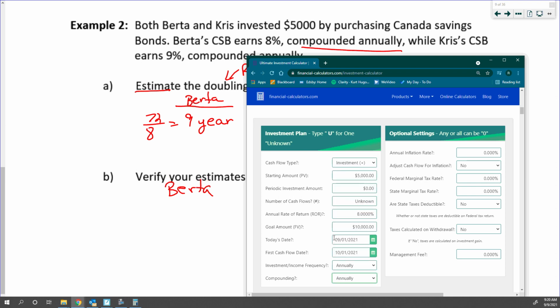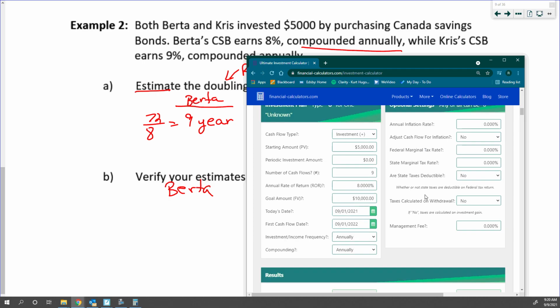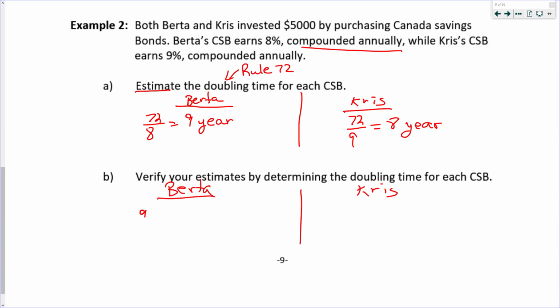So for my dates, I'm still leaving today's date as the 1st of September, but then the first cash flow is going to be done a year later because it's annually. So that's going to be 09/01/2022. So I hit calculate and it plugs in for a number of cash flows, works out to be 9. So just a note for this, we don't have to do any extra calculations for this one because it is annually. So it's just once a year for 9 times, so that'd work out to be 9 years, which matches what we did in part A.